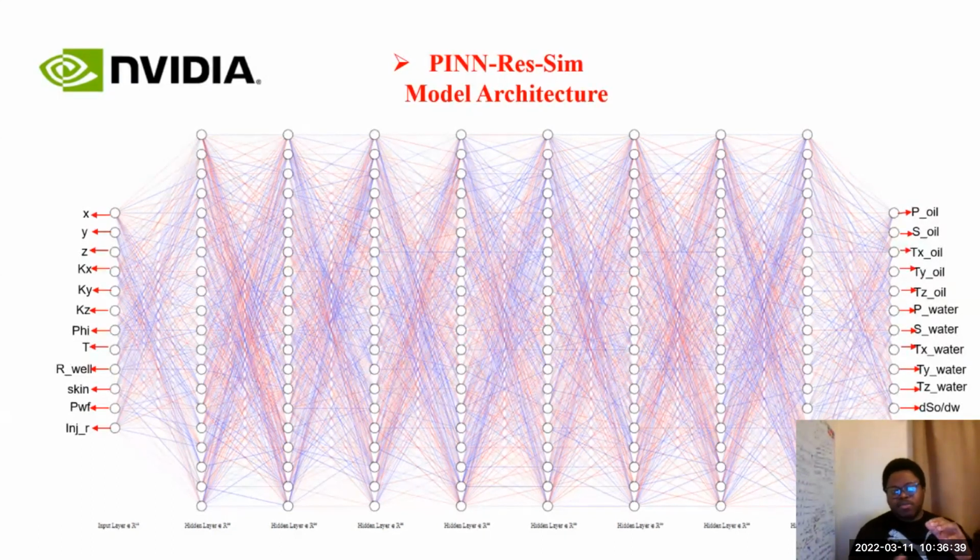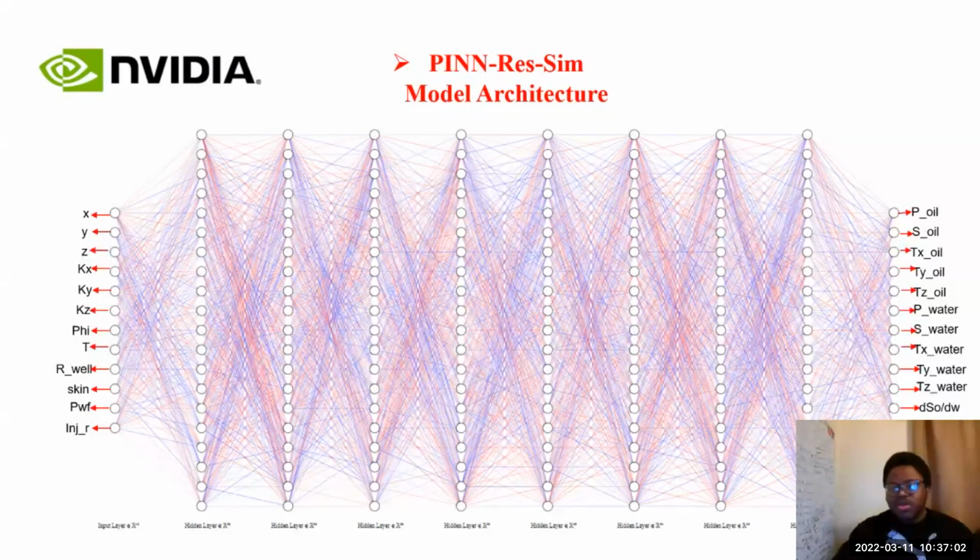And then for most times, the injector is controlled by the injection rate. So you know the rates, but you're trying to estimate the bottom hole pressure of the injector. For the producer, we fix the PWF and we try to get the rates that come out. So this PWF is tied to the producer, and this injector rate is tied to the injector.